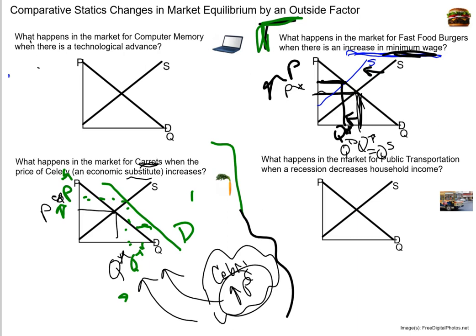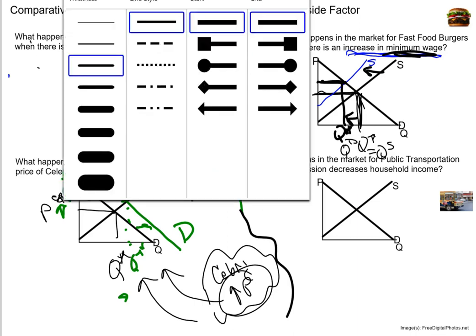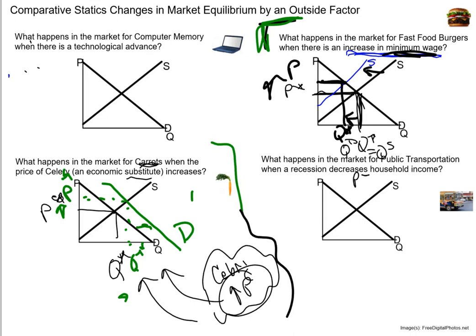Lastly, what happens to the market for public transportation when there's a recession? Here we go. This is the market for public transportation, right? Public transportation, there's a demand for public transportation. There's a supply of public transportation, but think about that for a second. Who usually supplies public transportation? A lot of the times, that's not businesses, but rather that's some kind of municipality. We've got some kind of market equilibrium price, some kind of market equilibrium quantity.